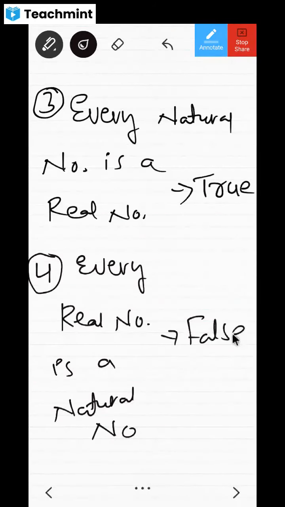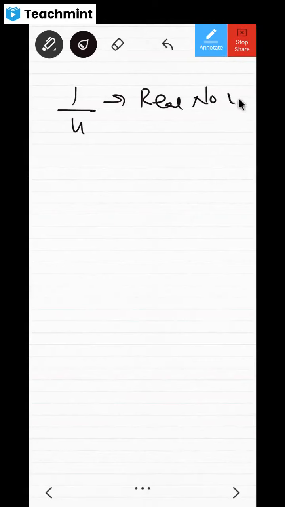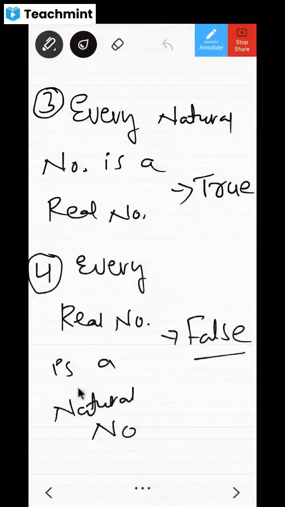Every real number is a natural number is false. Why? Because real numbers have so many types of numbers. If I say 1 by 4, it is a real number, but not a natural number. That's why 1 by 4 is a real number and not a natural number. That's why saying every real number is a natural number is false. Okay?